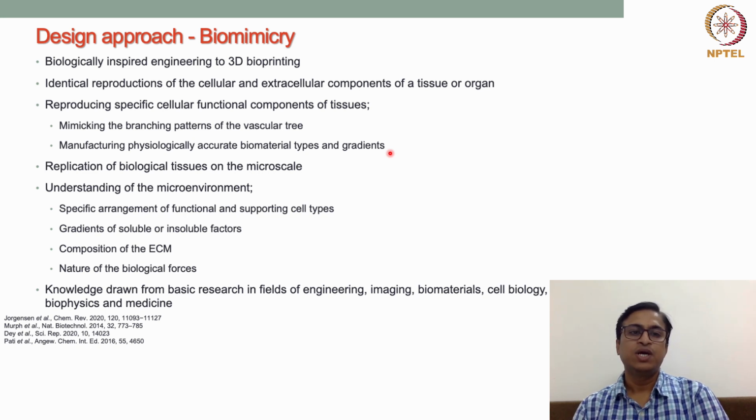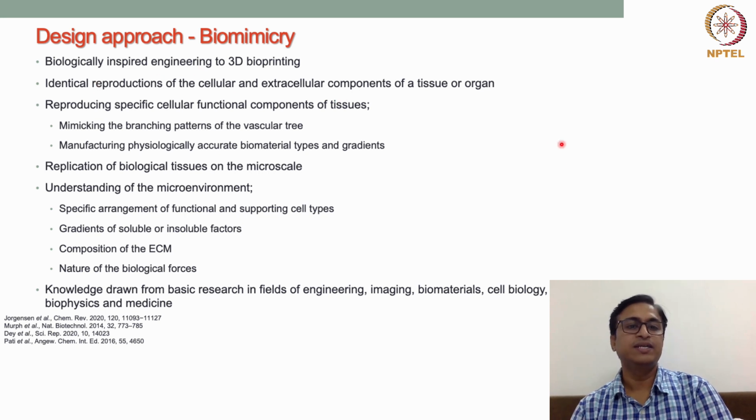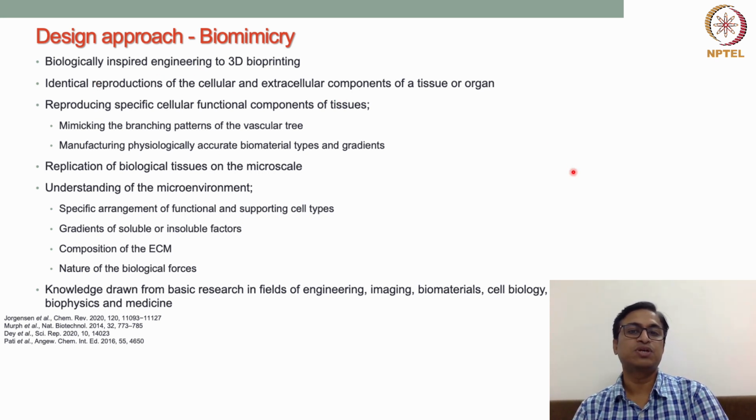so that by bioprinting we can develop the tissue structure or organ using organ printing. Here there are some things that are very important, like identical reproduction of the cellular and extracellular components of a tissue and organ. In the last lecture I also discussed this in great detail and stressed these points, while going for bioprinting of an organ, because we are trying to mimic that structure.